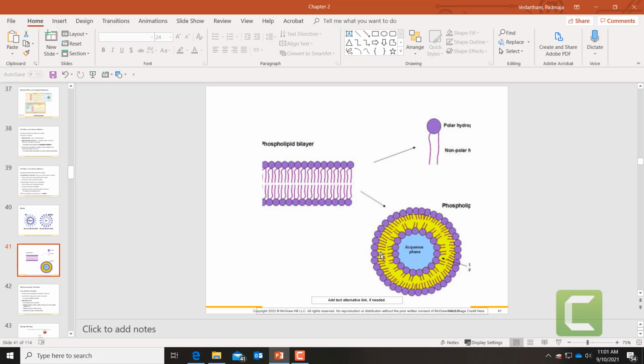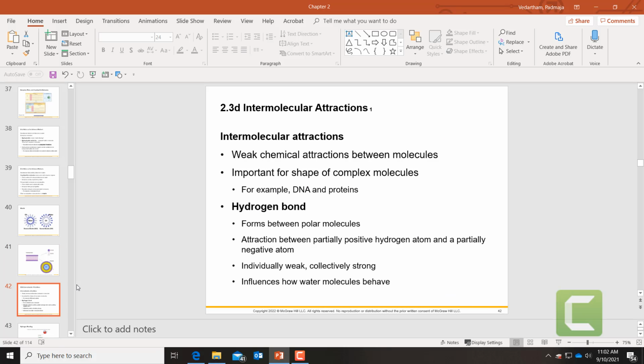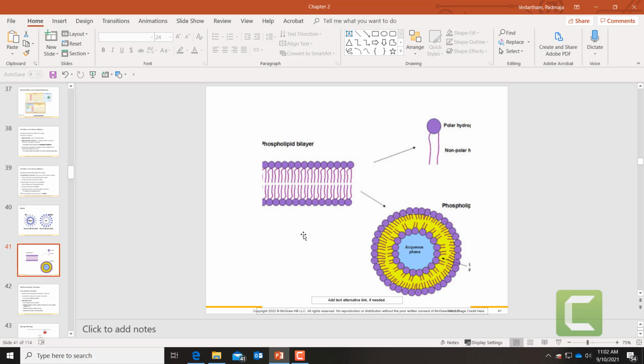Now, this is a phospholipid bilayer for the plasma membrane. The plasma membrane is made up of two layers of phospholipids. This is outside the cell, so there's water here. This is inside the cell, and there's water here. The phosphate heads are going to orient themselves to face the water, and the nonpolar tails face each other. This is how it looks around the cell. So that is your amphipathic molecules.